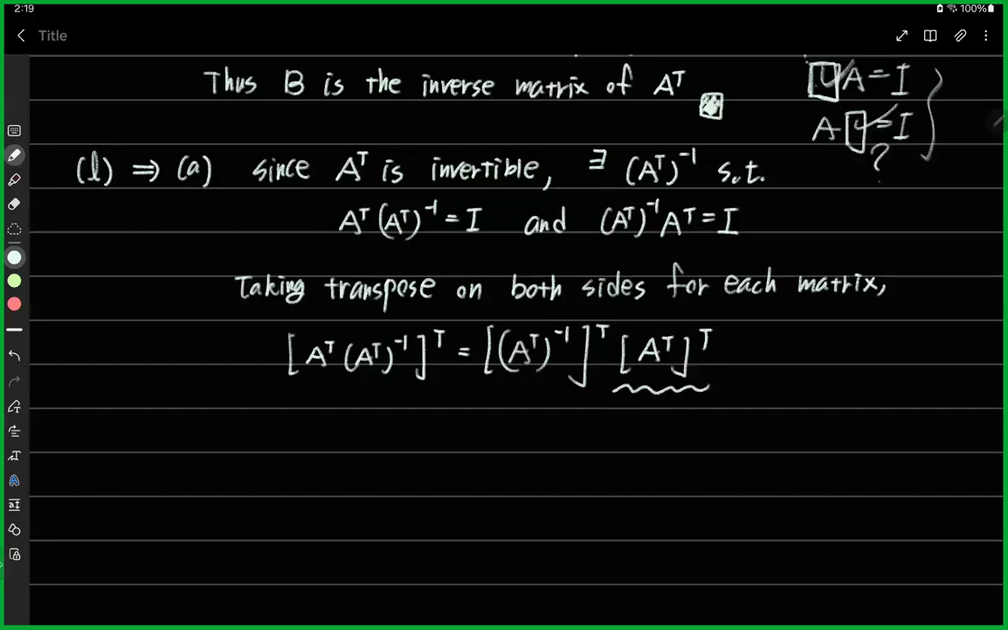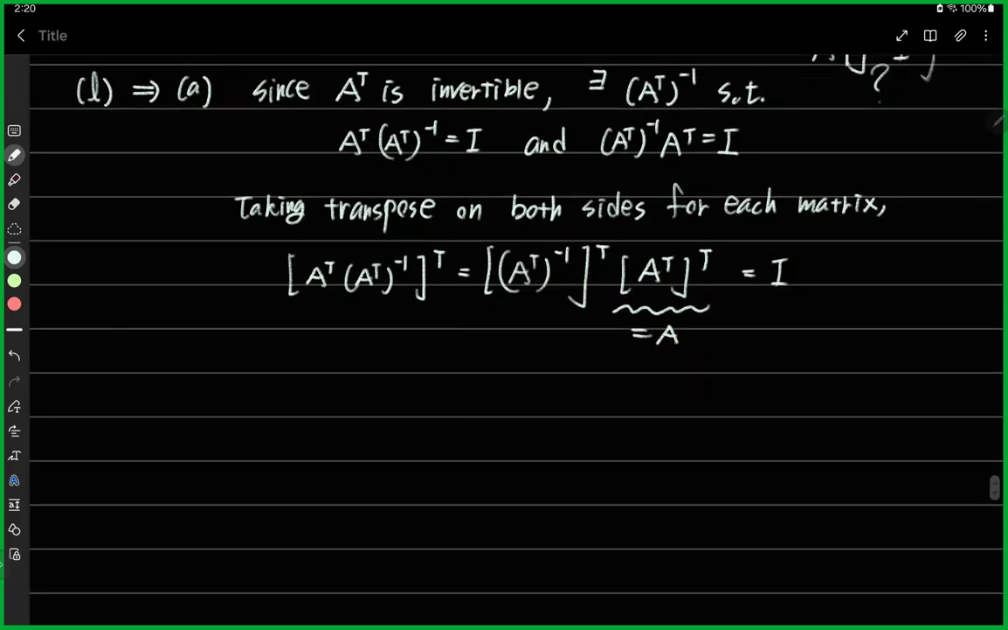But this is equal to A, right? And then A transpose inverse is the inverse matrix of A transpose. And this is equal to I, right? Or we can say taking the transpose on both sides: the transpose of I is I. So we got something times matrix A equals I. It means that this is the inverse matrix, right? But we have to show the other way, the reverse way, right?